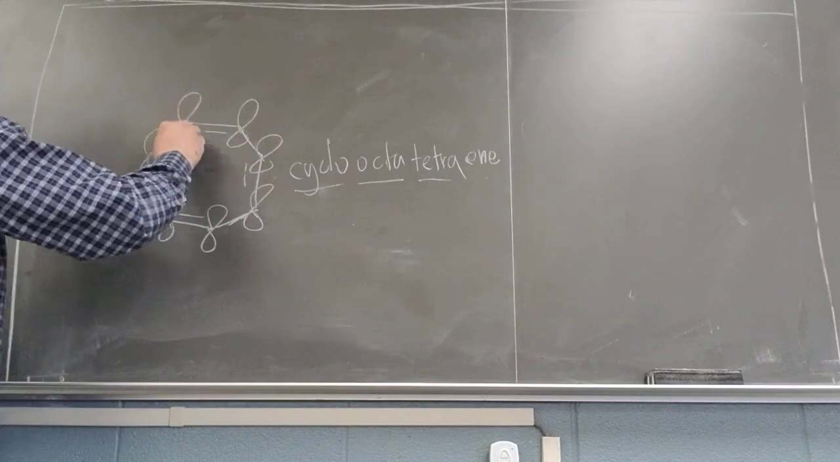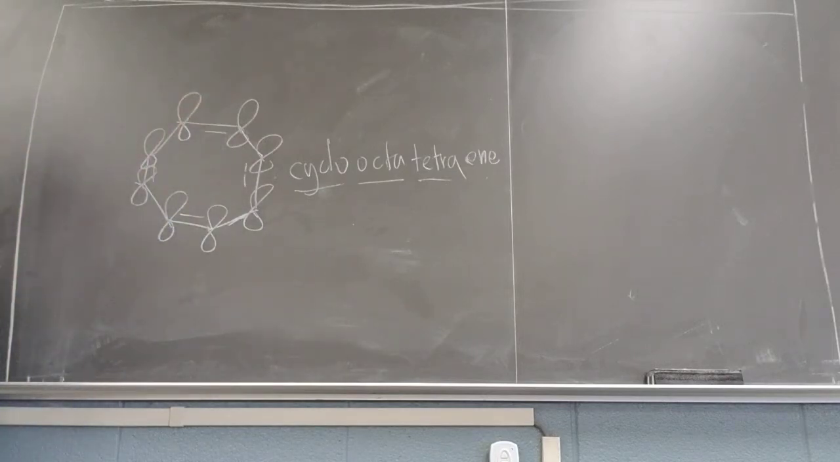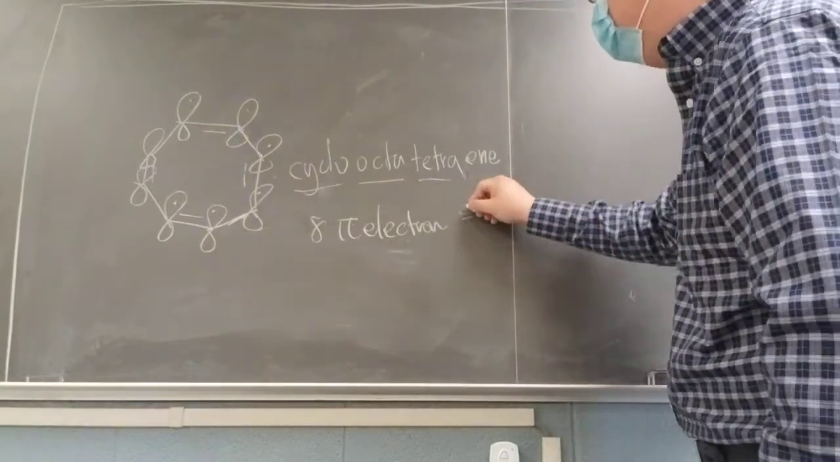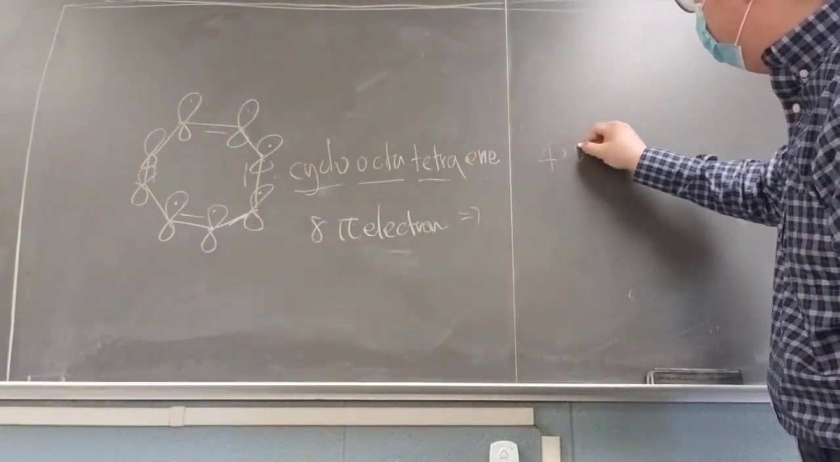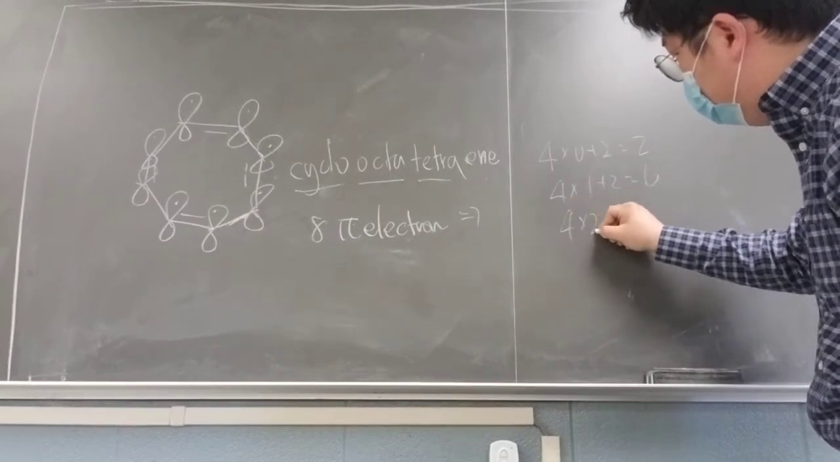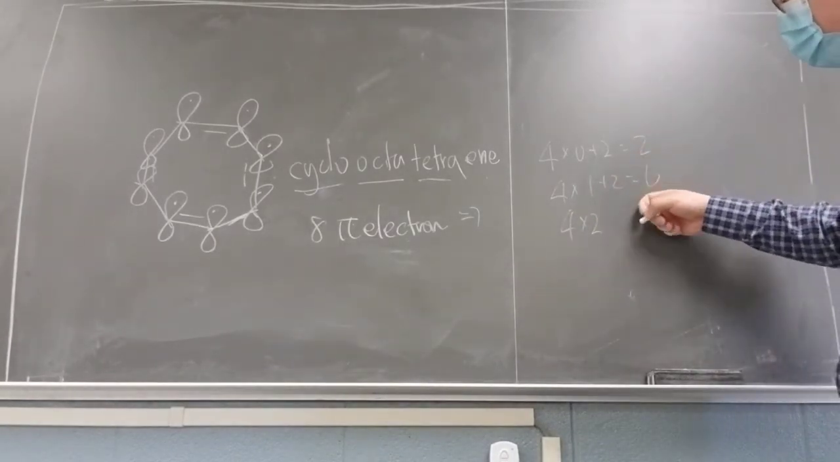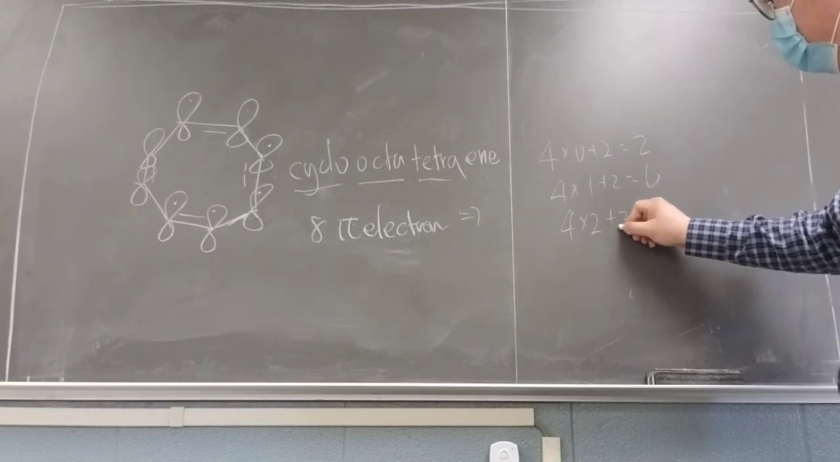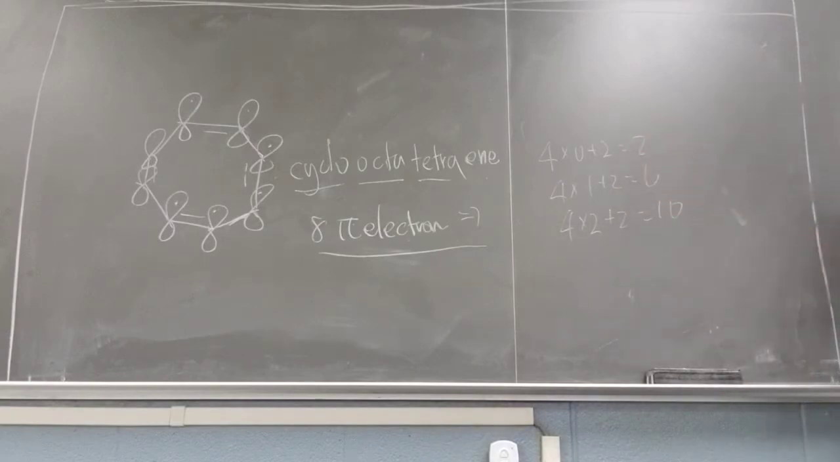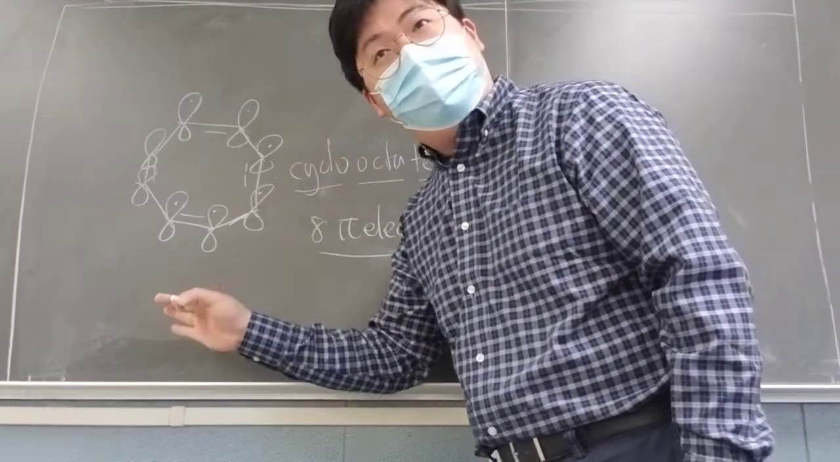Same here. Can you guess how many pi electrons there are? 8, right? Perfect, because we have 1, 1, 1, 1, 1. So you have 8 pi electrons. Now if you think about 4 times 0 plus 2 is 2, 4 times 1 plus 2 is 6, and 4 times 2 plus 2 is 10. Unfortunately, 8 doesn't go into any of 2, 6, and 10, so this will not be aromatic.